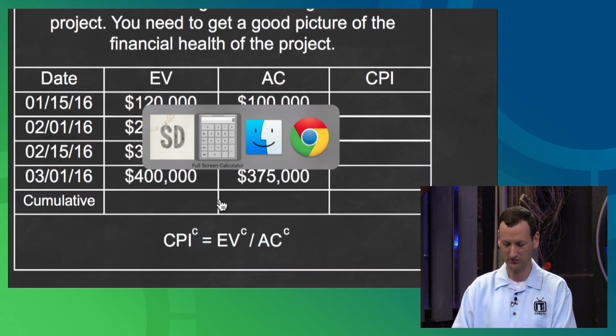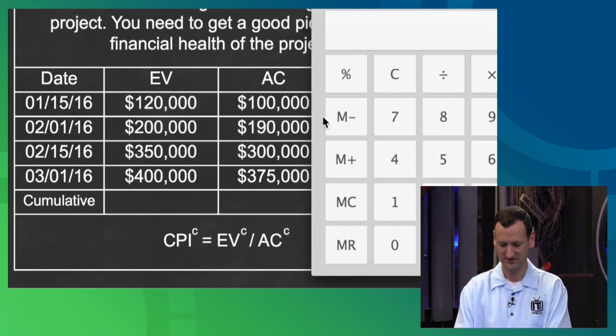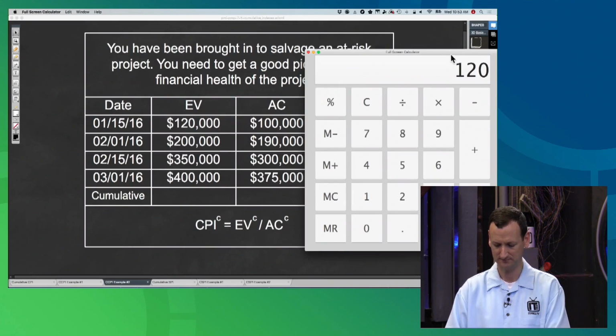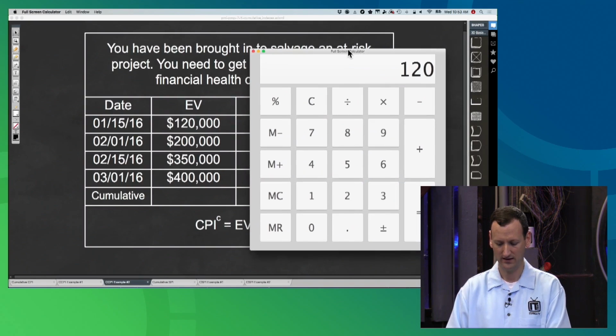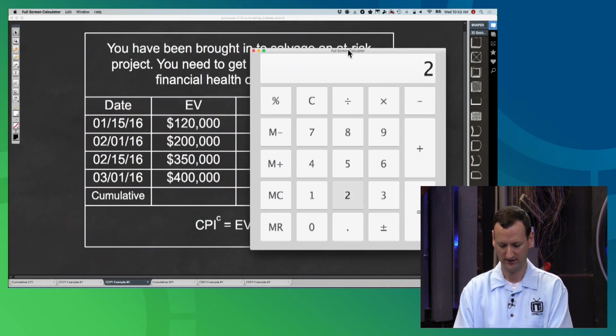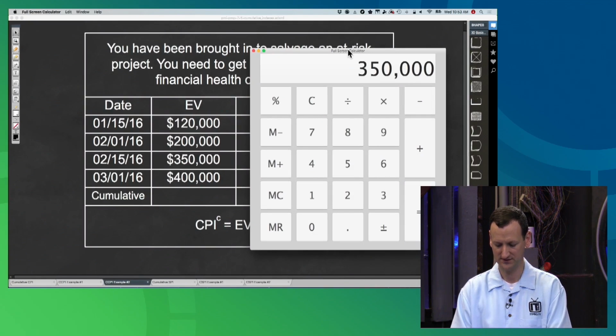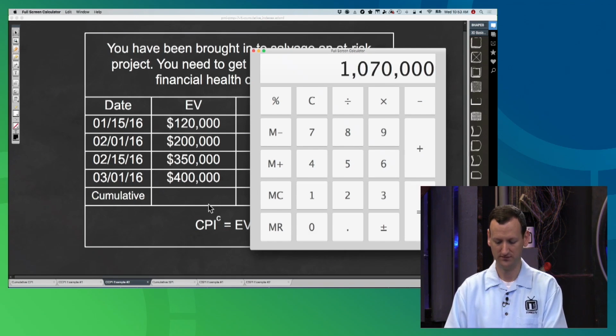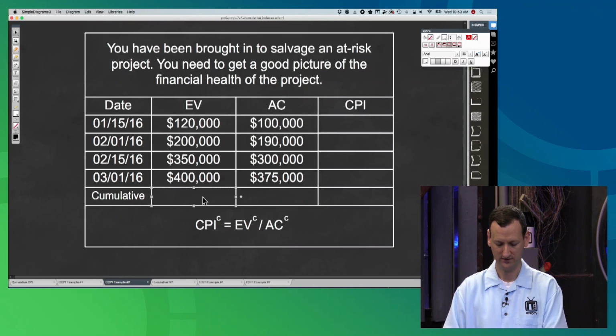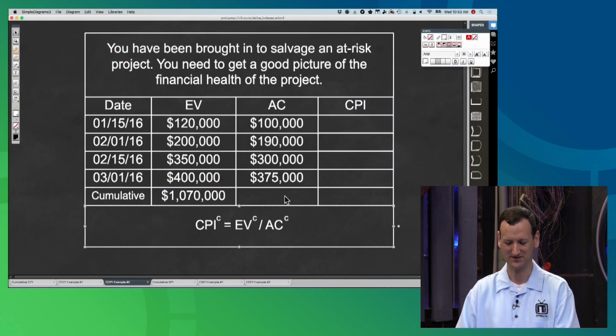So let's run through this one real quick. These are slightly bigger numbers. If I take $120,000 and we'll add 200,000 and then 350,000 and then 400,000. All right, so that's 1.07 million. So let's hope that fits in here. It does. All right, so there's our cumulative earned value.